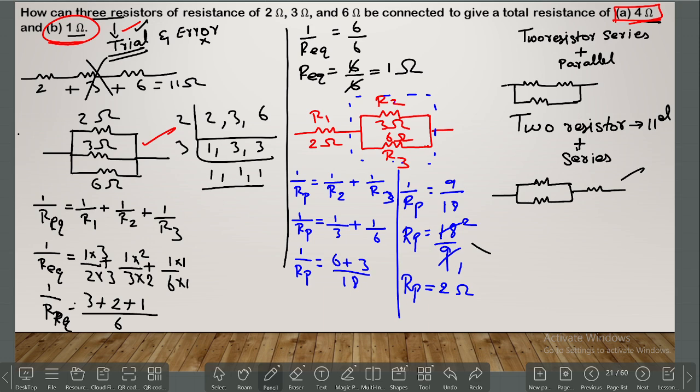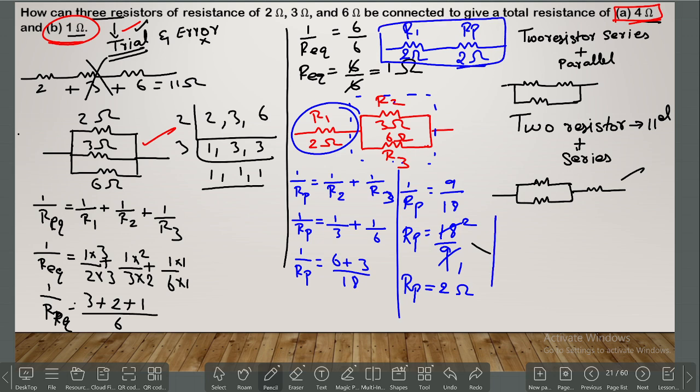Now these two resistors are simplified and we got a single resistor like this, and the net resistance of that combination is going to be 2 ohm. Along with that, one resistor is connected, that is over here. R1 is going to be 2 ohm. Now observe the final circuit. What type of combination is it?